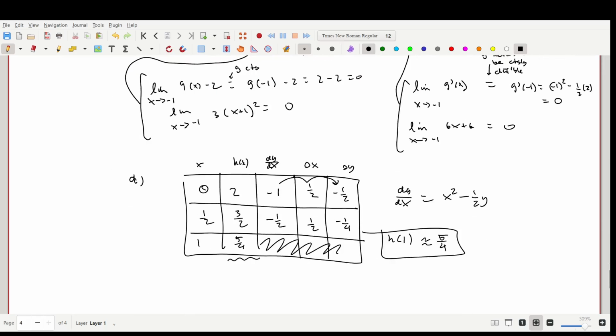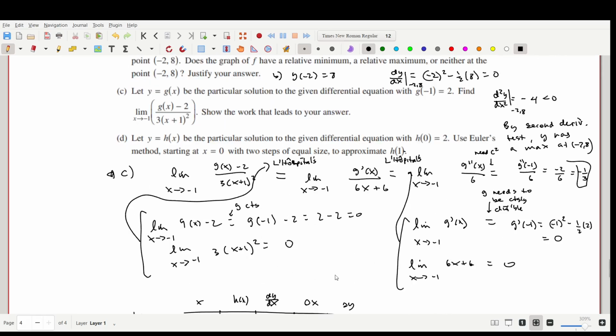All right, well, I'll check my answers, and I'll see what they say about letter C as well. Let's check. Five quarters is right, negative 1/3 is right. The graph has a relative max at negative 2.8, sure. Let me just pull up what they said for C and see if I agree with this.